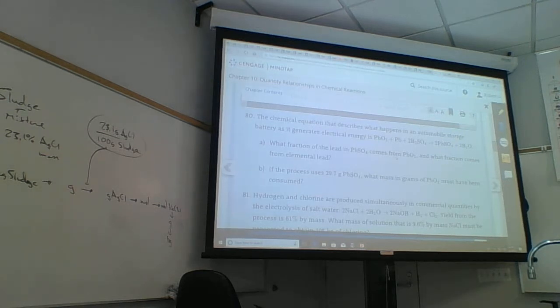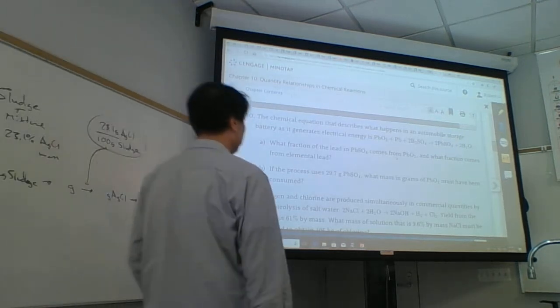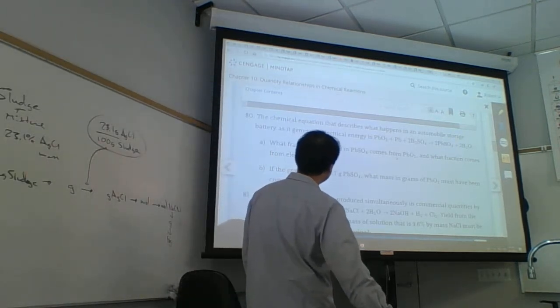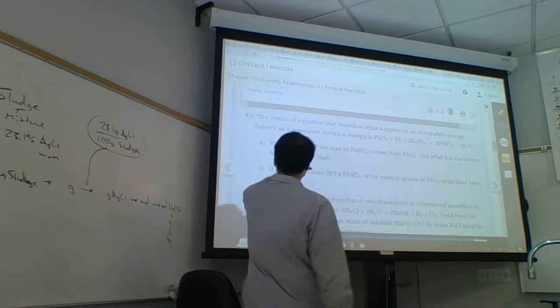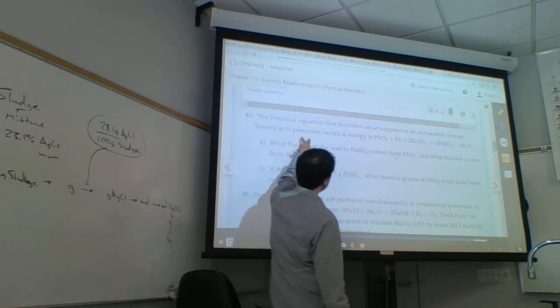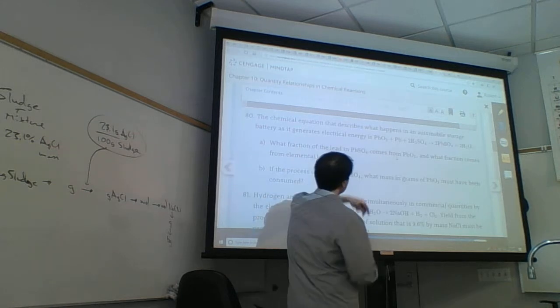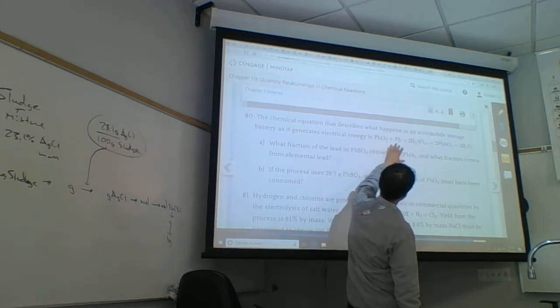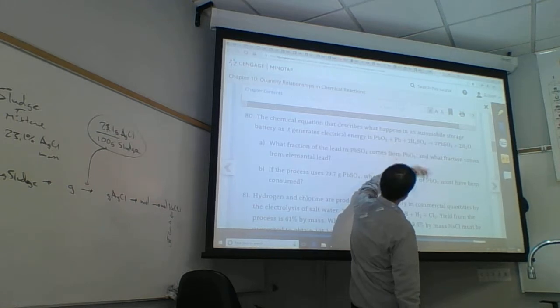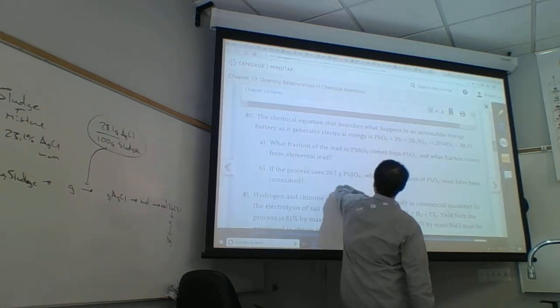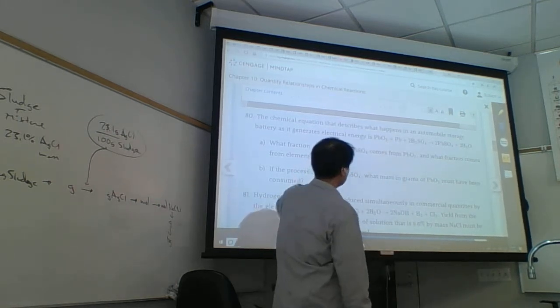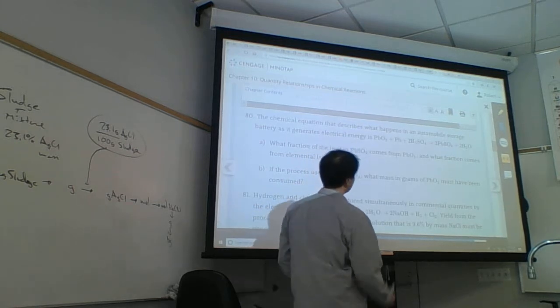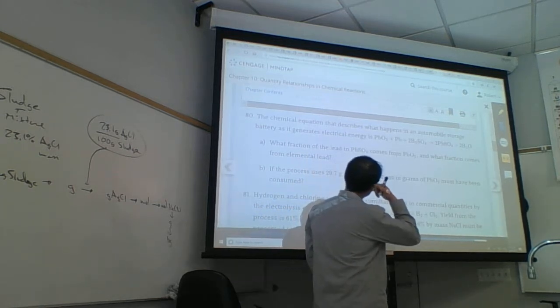Let's look at number 80. This is the chemical equation that describes what happens in an automobile battery. So in an automobile battery, the oxidizer is lead-4 oxide, the reducer is lead. And we have an oxidizer and reducer here, so we need acid. And the acid, the H plus, is coming from H2SO4 here.